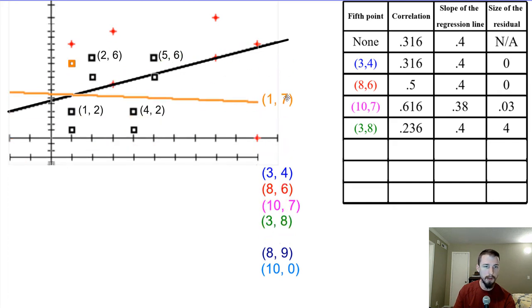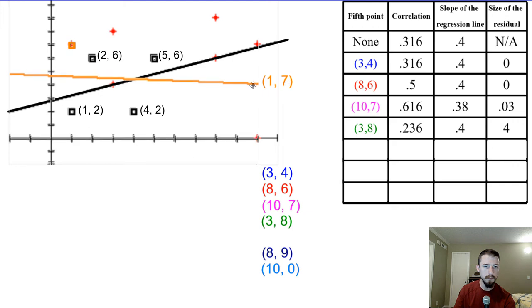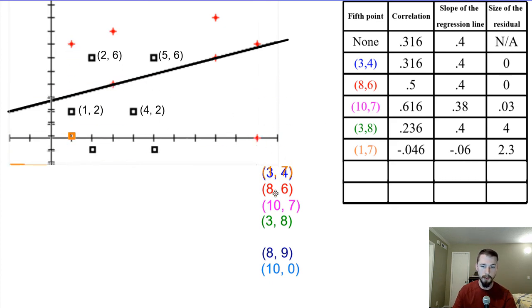1 and 7. Okay, so 1 and 7. That is going to be a negative value, so it is going to decrease the slope. Of course, it is going to wreck the positive correlation that we had going on before. So it's going to now have a negative slope. Our positive correlation apparently now is next to 0, and we did have this residual going on there. So that's kind of cool.